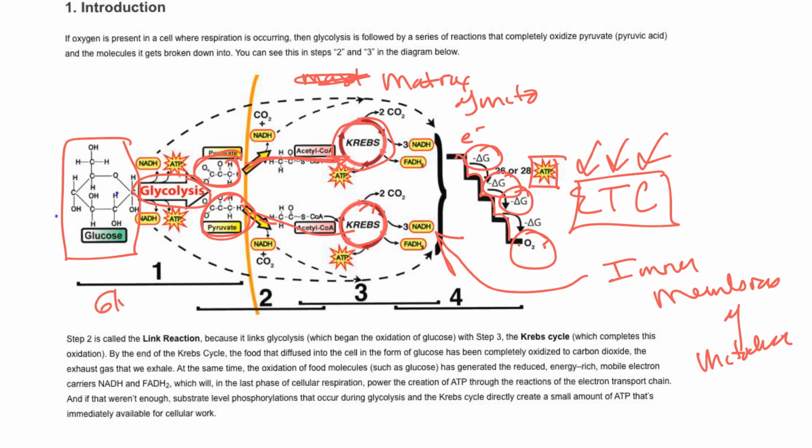So this, number 1, is glycolysis. Number 2 is this little thing called the link reaction that gives rise to the citric acid cycle, or Krebs cycle. And then number 4 is our ETC.